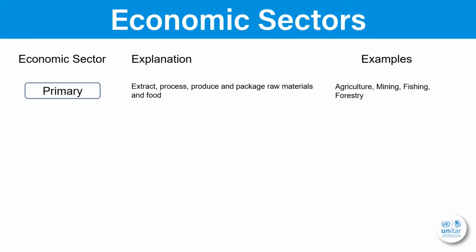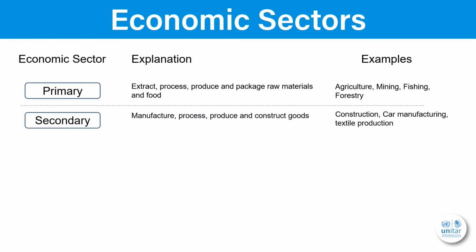Our economic activities can be distinguished in 5 characteristic sectors. The primary sector comprises all activities that are related to extraction, processing or production and packaging of raw materials and food. Examples for the primary sectors are agriculture, mining, fishing, or forestry.